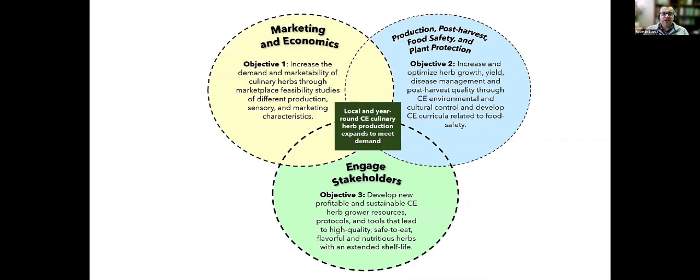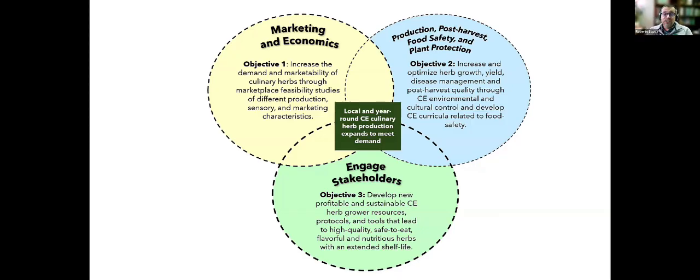Okay, so our project has 3 objectives. The first one is really focused on marketing and economics, where we're trying to determine what is the demand for culinary herbs and how can we help the industry, right? By determining what consumers are looking for in terms of the origin, in terms of the flavor, aroma, and how to differentiate these products, as well as looking at the packaging.